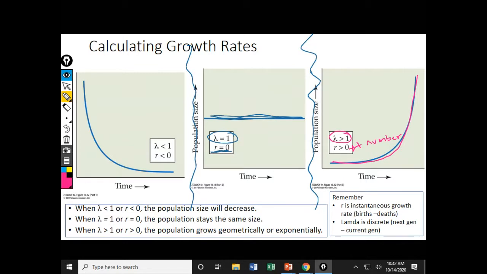Now let's go all the way to the left. Again, a lambda less than 1, so we did 0.8 in our example. 0.8 times 100 gave us 80. That was a negative growth rate, so we can see this nice decline. And again, R is a little more intuitive here. We have R less than 0, so literally, R being a negative number will be a negative growth rate.